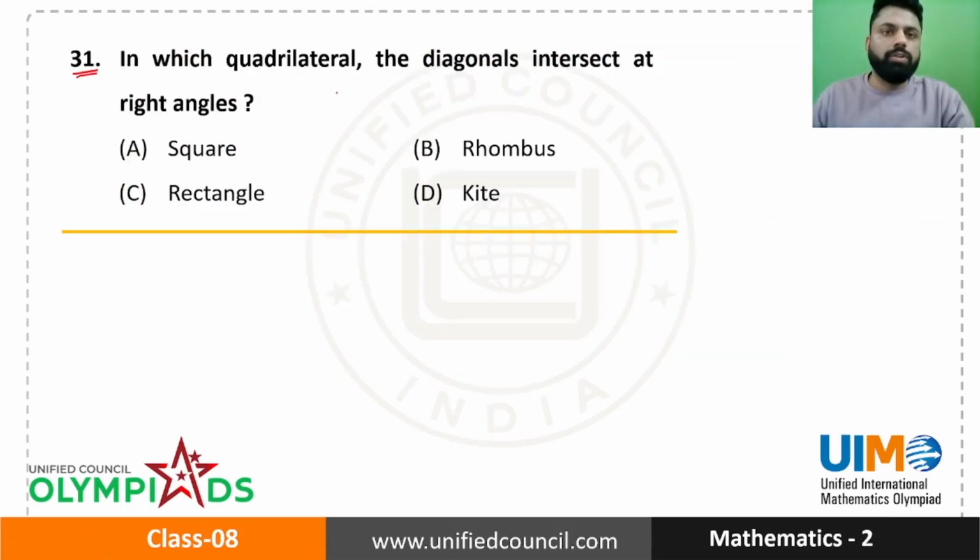In which quadrilateral do the diagonals intersect at right angles? See, when we talk about the square, its diagonals intersect each other at 90 degrees. When we talk about rhombus, its diagonals intersect each other at 90 degrees. And when we talk about kite, its diagonals intersect each other at 90 degrees. A, B, and D are the correct answers, but in a rectangle, the angles are different. There are two obtuse and two acute angles.